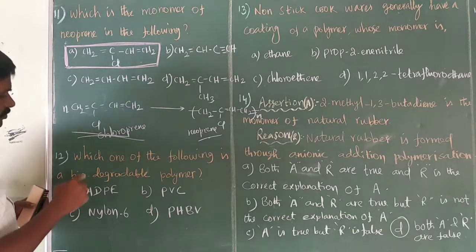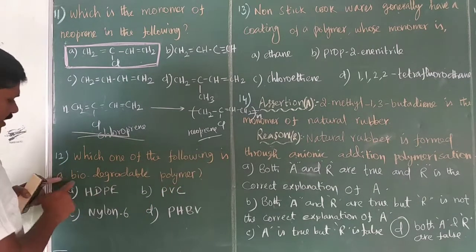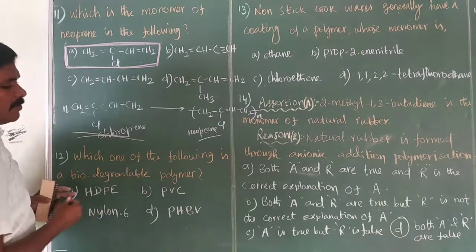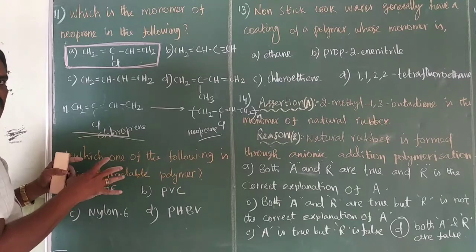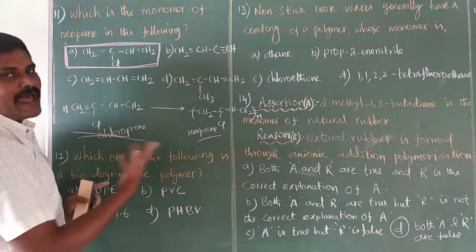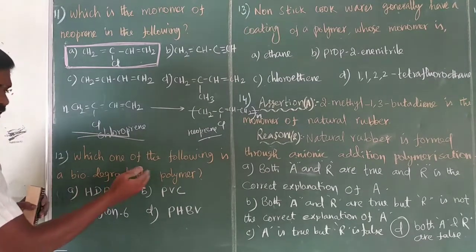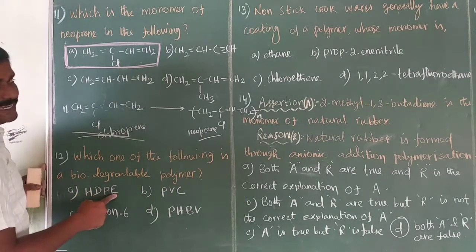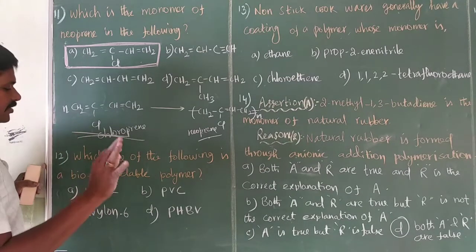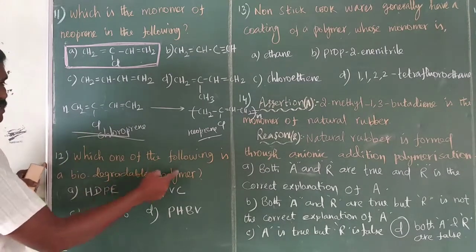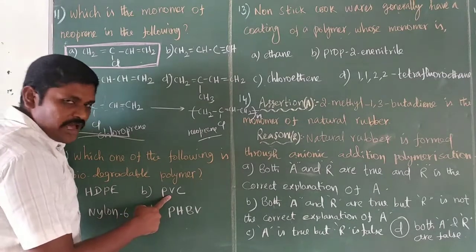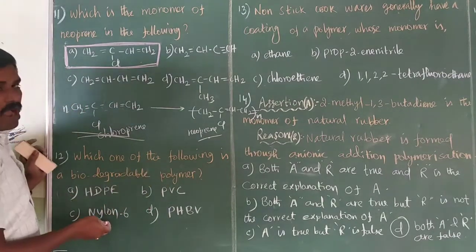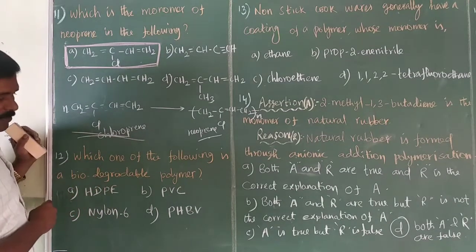The 12th one: which one of the following is a biodegradable polymer? A polymer readily decomposed by microorganisms is called a biodegradable polymer. High density polyethylene is a non-biodegradable polymer. Polyvinyl chloride is also non-biodegradable. Nylon is a non-biodegradable polymer.